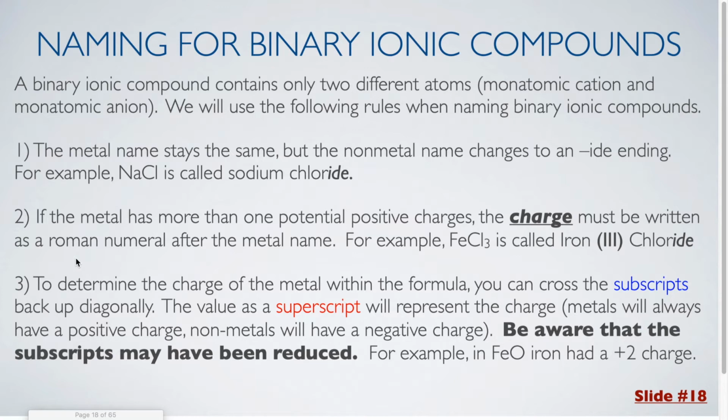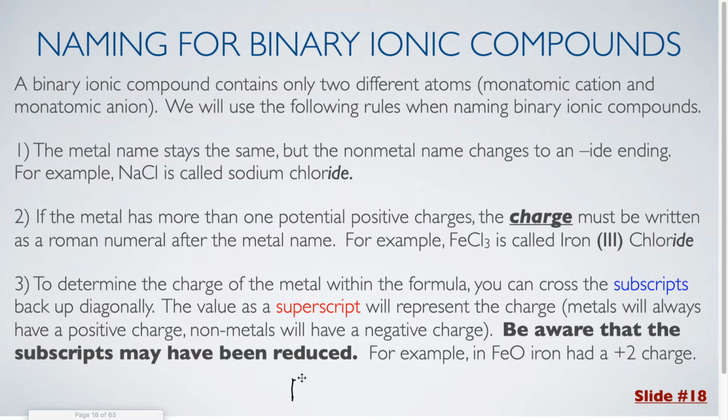For our third rule, to determine the charge of the metal within the formula, you can cross the subscripts back up diagonally. The value of the superscript will represent the charge. Metals will always have a positive charge, and nonmetals will always have a negative charge. Be aware that the subscripts may have been reduced, which is what has happened in this example here.